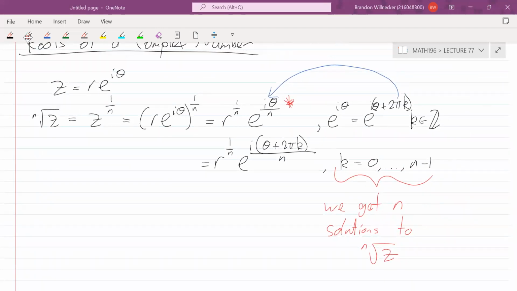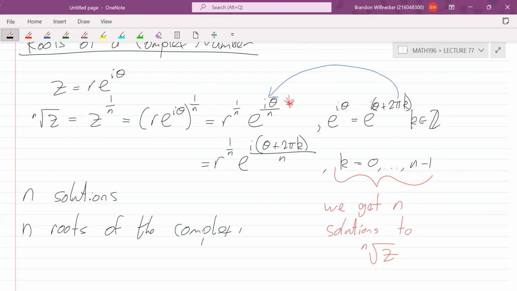Okay, so before, when we took the power of a complex number, z squared had one solution. However, if we're taking the root of a complex number, we get n solutions. So we say that they are the nth roots of the complex number. So n solutions, or we say the n roots of the complex number. If we're taking the cube root of z, we're going to have 3 roots, 3 solutions.